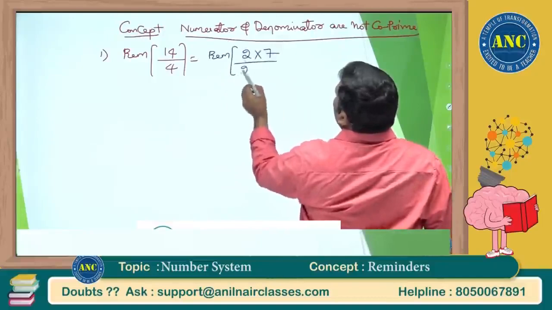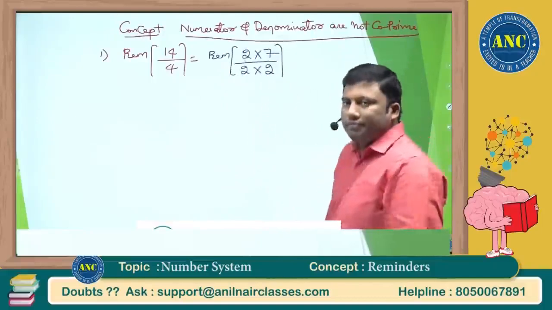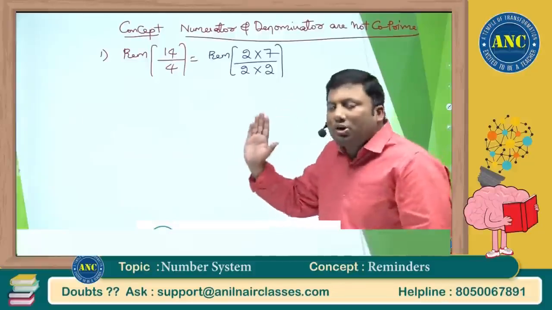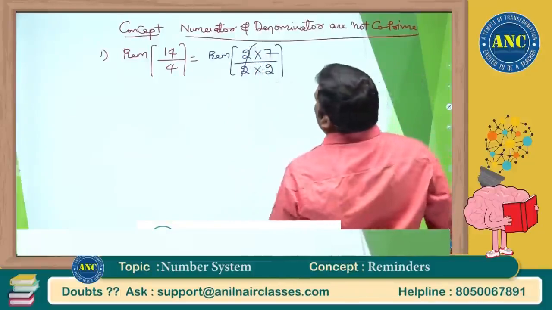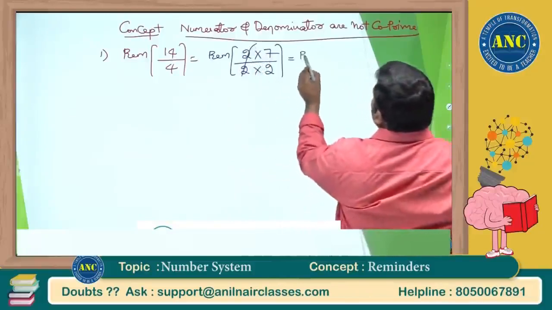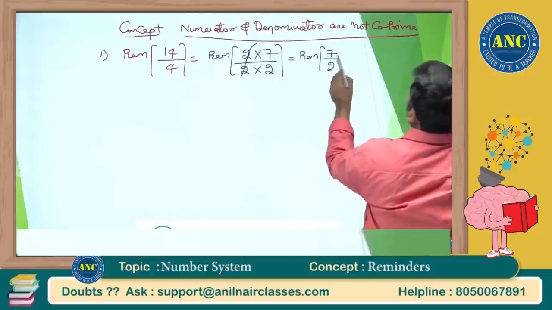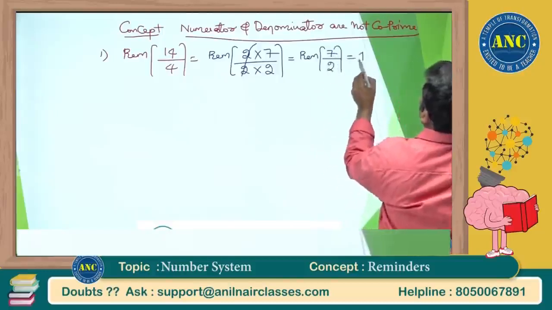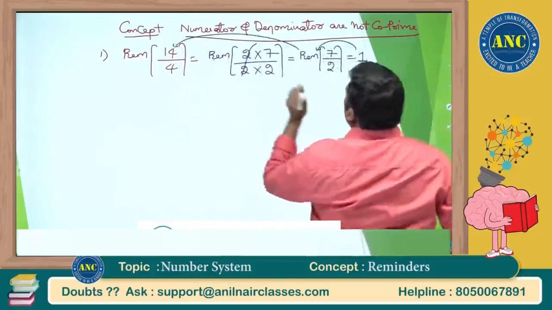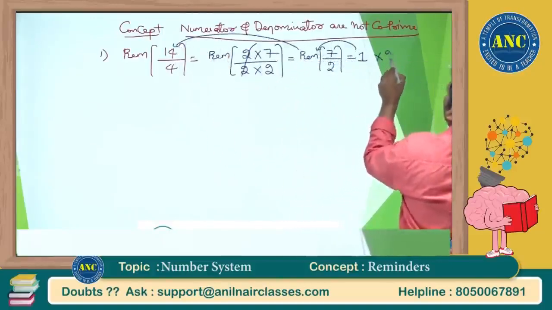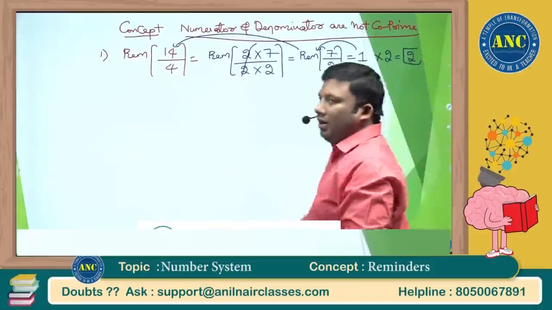14 is 2 into 7, and 4 is 2 into 2. If they are not co-prime to each other, eliminate the factor which is common. 2 is eliminated. 7 divided by 2: 2 3s are 6, remainder 1. So 1 is the answer for 7 by 2, but I want 14 by 4. So eliminate the factor, make them co-prime, and re-multiply.